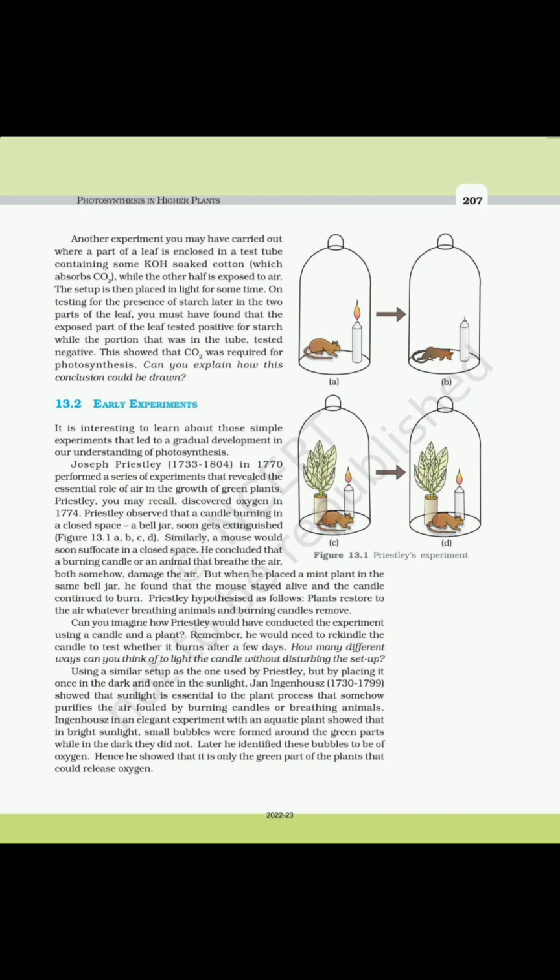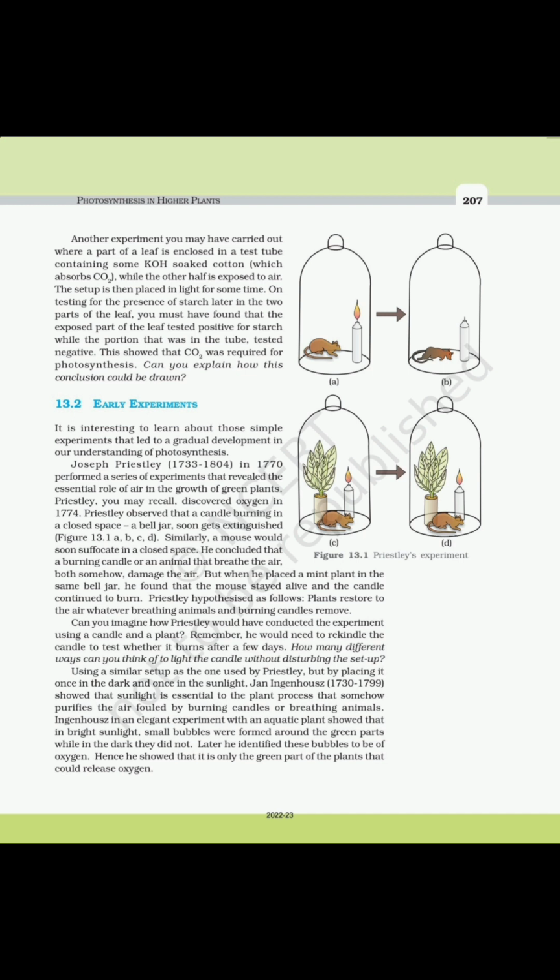13.2 Early experiments. It is interesting to learn about those simple experiments that led to a gradual development in our understanding of photosynthesis. Joseph Priestley, 1733–1804, in 1770, performed a series of experiments that revealed the essential role of air in the growth of green plants. Priestley, you may recall, discovered oxygen in 1774. Priestley observed that a candle burning in a closed space, a bell jar, soon gets extinguished. Figure 13.1a, b, c, d. Similarly, a mouse would soon suffocate in a closed space.